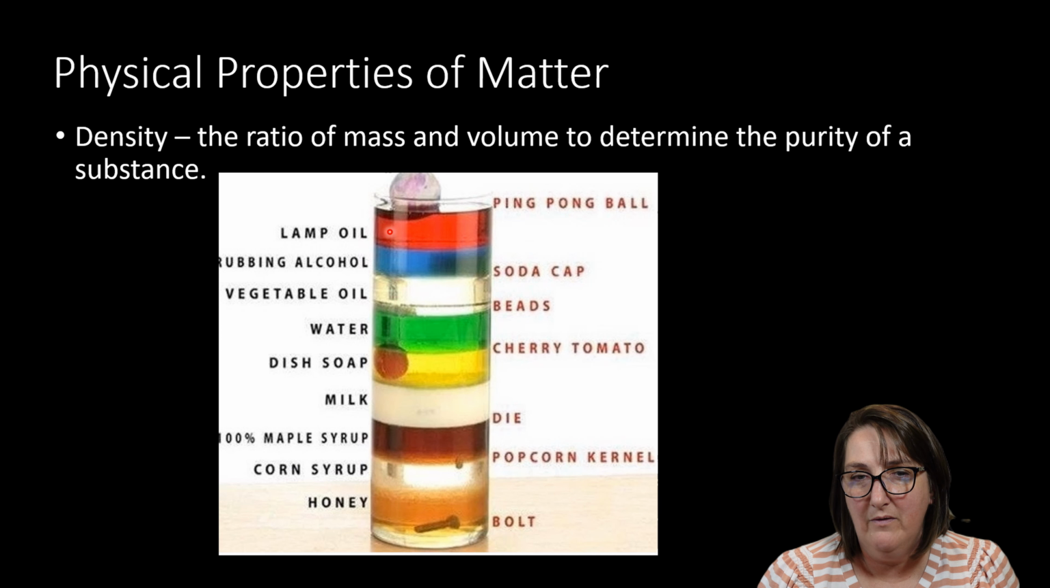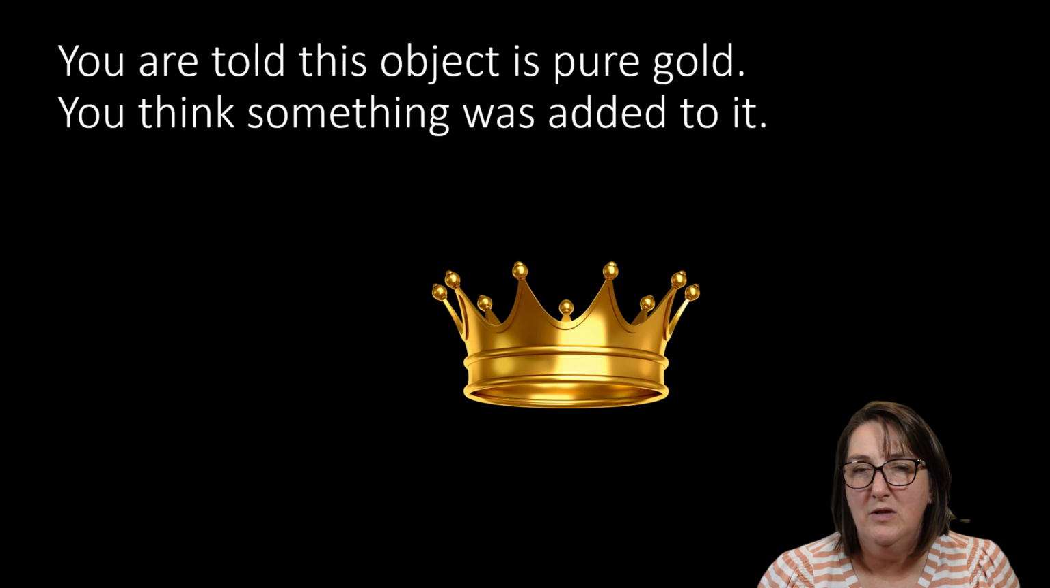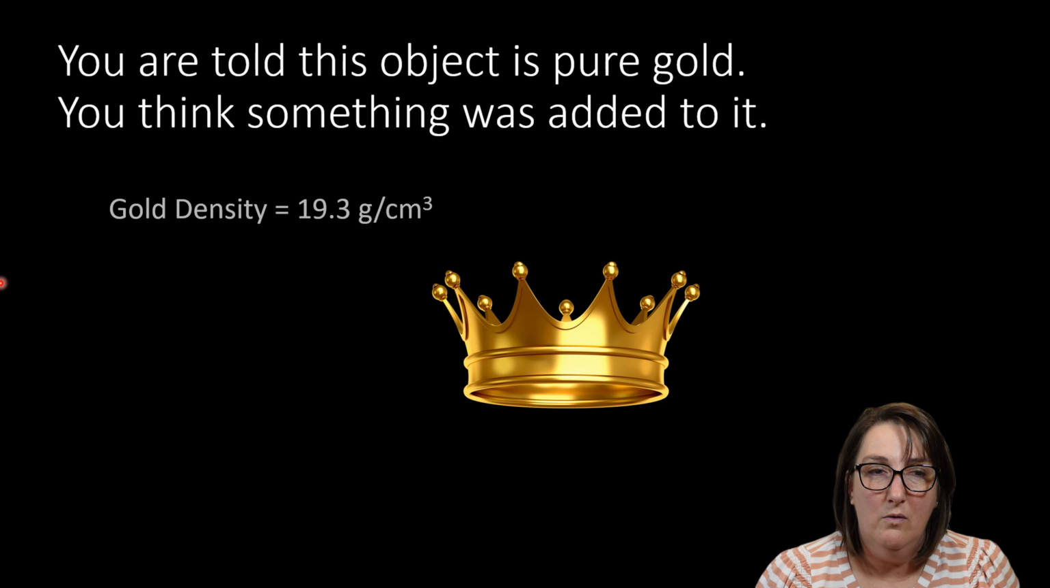All of these will have a very specific density, and these can be a property that can identify a substance. So for example, you're told that an object is pure gold, and you think something was added to it. I give you a crown, and I tell you it's 100% pure gold, and you're like, I don't know, Miss Patty, I don't know if that's going to be pure gold or not. So you want to double check. You know that gold has a density of 19.3. It's the heaviest natural density object that we have on our planet. And I want to know. So I'm going to put this in water and I'm going to find the displacement. I'll find the volume of it.